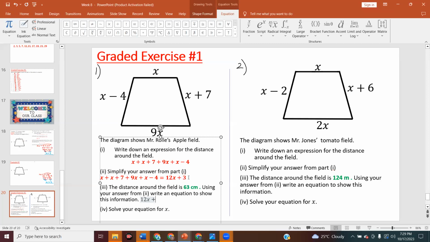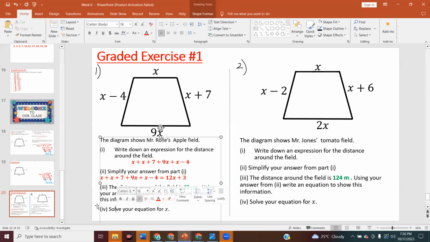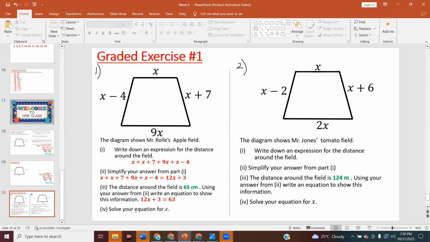Okay? So what we have here, 12x plus 3 equals what? 63 centimeters. Very good. Now, I'm not going to put the answer yet, but I want you all to put inside the chat what you got for 1-4, the grand finale. Put the answer inside the chat for me, please.